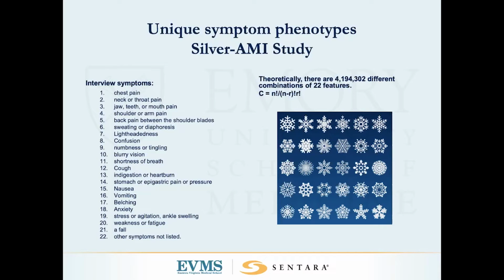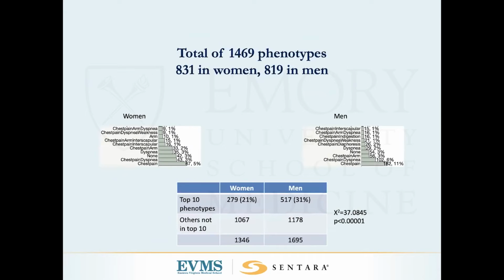So with 22 symptoms, theoretically, there are over 4 million different ways that these 22 symptoms can combine into individual phenotypes or snowflakes. In this study, what we found is there was a total of 1,469 different symptom phenotypes. There were more in women than men, and the difference was 12: 831 in women, 819 in men. I'm just showing you the top 10 phenotypes here. Top one in this situation again was chest pain alone, in 5% of women and 11% of men.